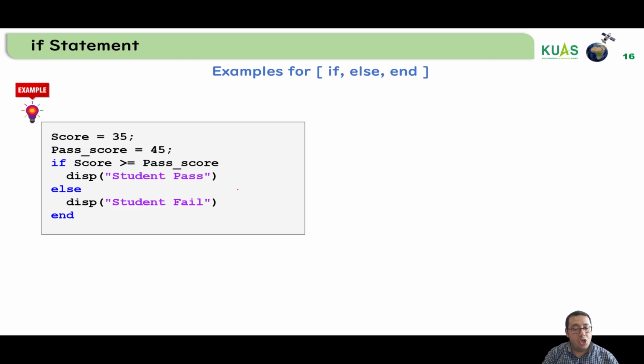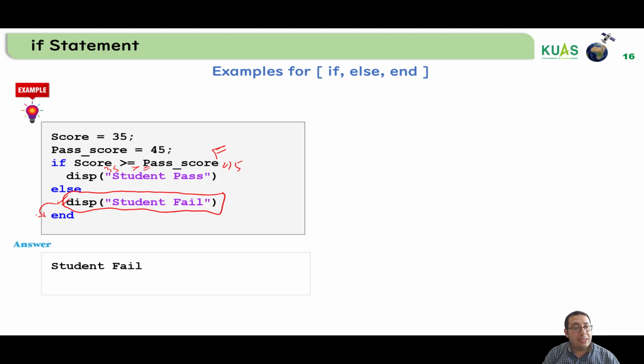Let's evaluate. So the student score was 35 and the pass score was 45. The question is, is 35 greater or equal 45? The answer is false. And because it's false, we should execute the else part. So we will display student failed and then go to end. So the output from that code is student failed.